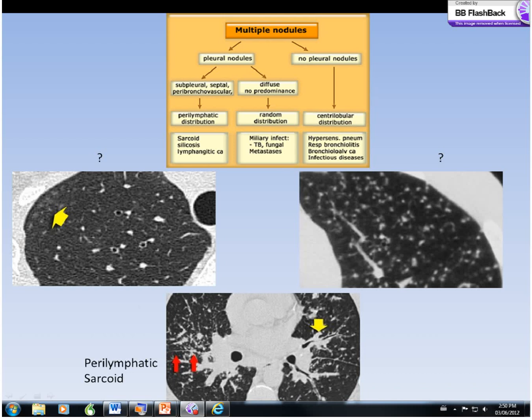So we've already seen this CT chest where you had perilymphatic nodules. What about these two here? So the yellow arrows are just pointing out some nodules. Are those perilymphatic, random, or centrilobular? And similarly on this CT chest. Both of these are from the upper lobes and segmental representations of what is occurring in the whole CT chest.